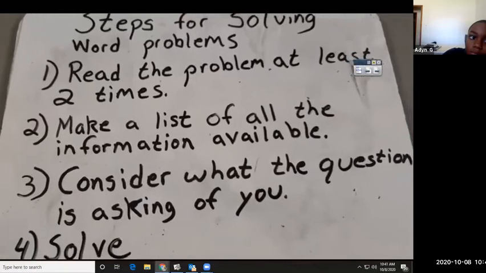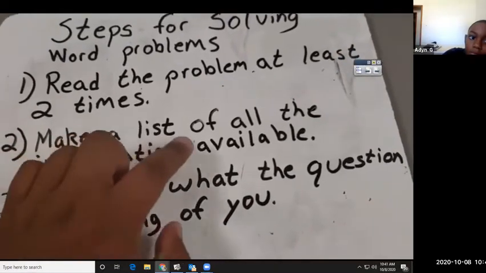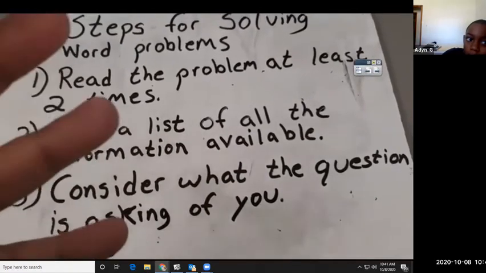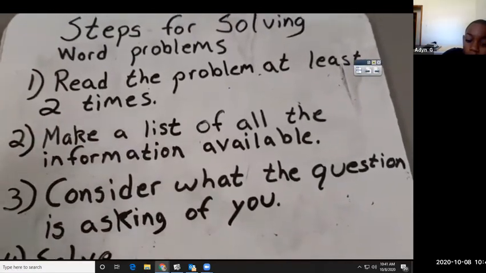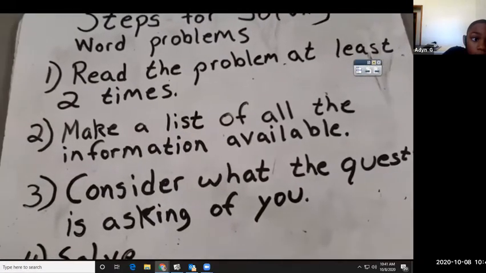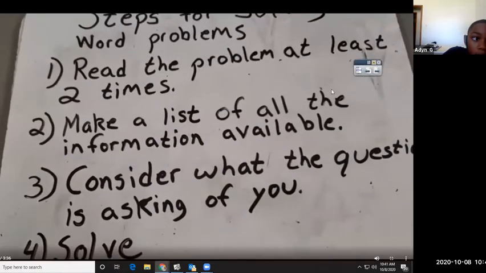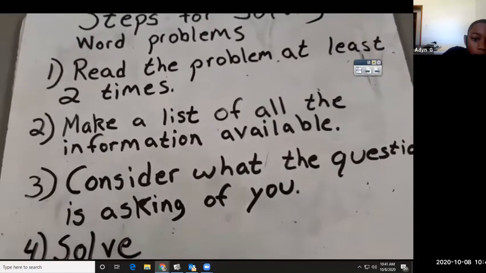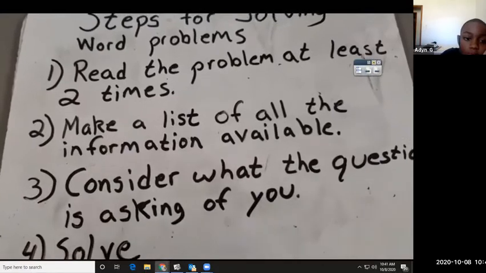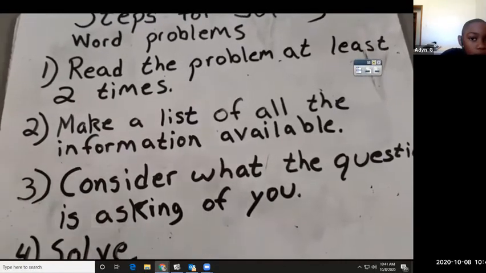Number 2, make a list of all the information available. Now, a lot of these word problems have a lot of, well, you guessed it, words. So sometimes the words get us confused with what we actually need to solve. So making a nice, and I'll show you this list, a nice short list will help you understand the problem a little bit better.